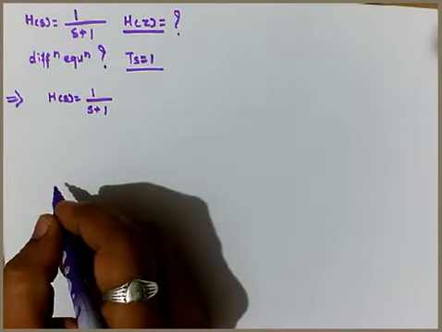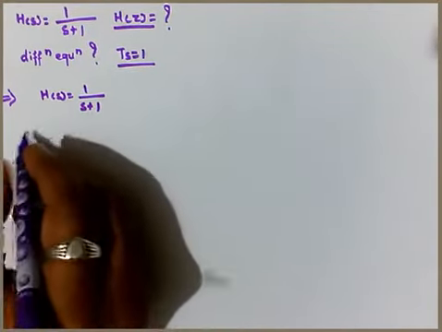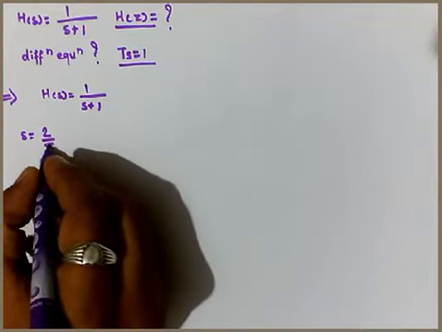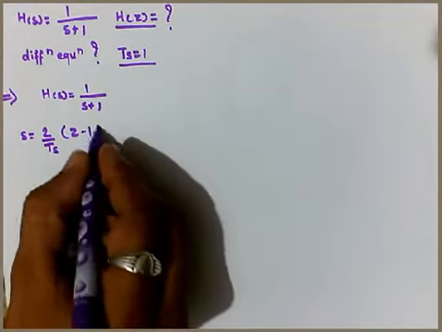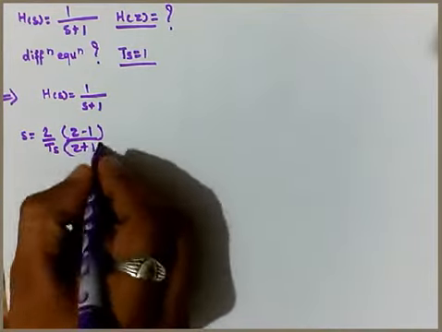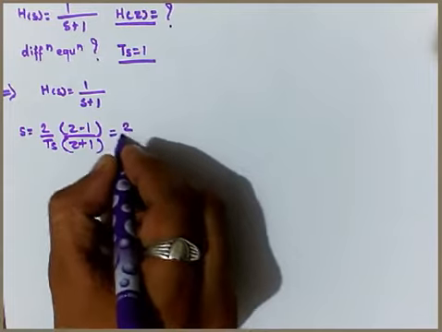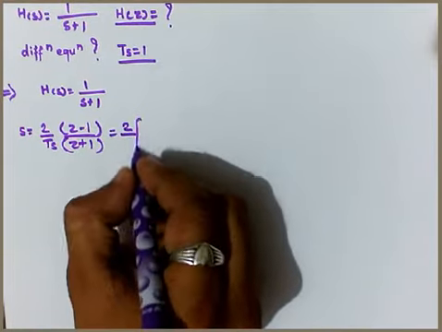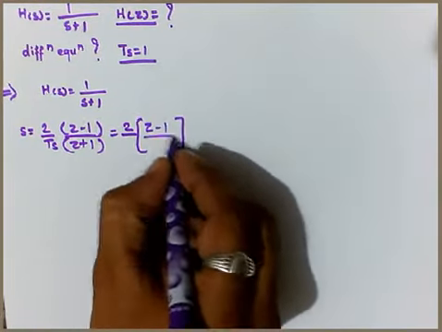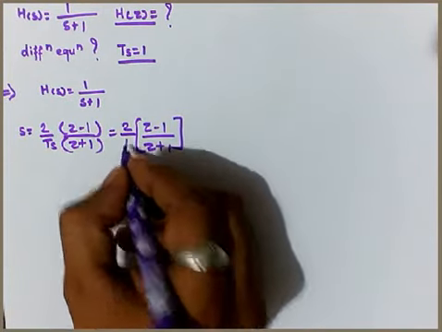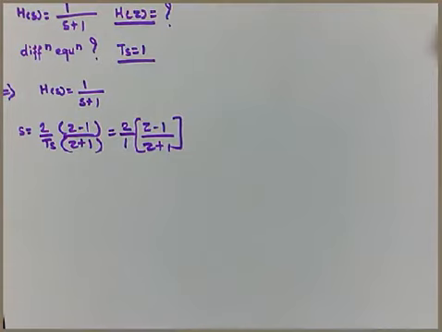So as we know, for the BLT it is quite easy to obtain. S will be simply replaced with the value 2 by Ts, z minus 1 by z plus 1. So here Ts is 1, so it will be nothing but 2 into z minus 1 by z plus 1. So since Ts is 1, it will be 2 into directly the values.